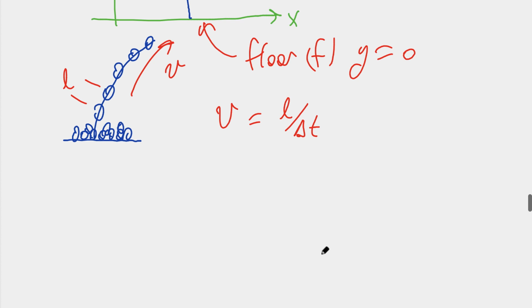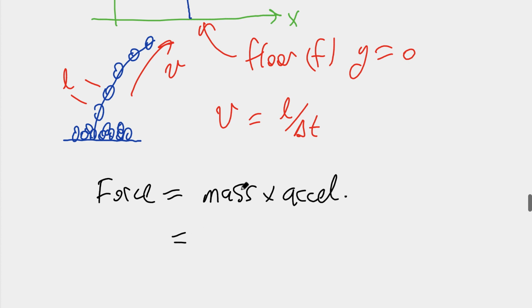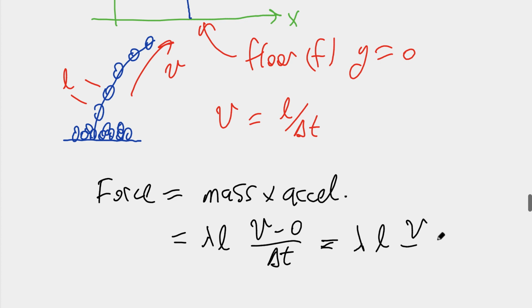So applying Newton's second law, we have the force on the bead equals the mass times acceleration. Now the mass of the bead is just the mass per unit length times the length spanned by one bead, and the acceleration is the final speed minus the initial speed divided by delta t. So this is lambda times L times v divided by delta t, which is L over v. So you see the L's cancel, and this is just lambda times v squared. So the total force that accelerates the bead out of the container must equal lambda times v squared.